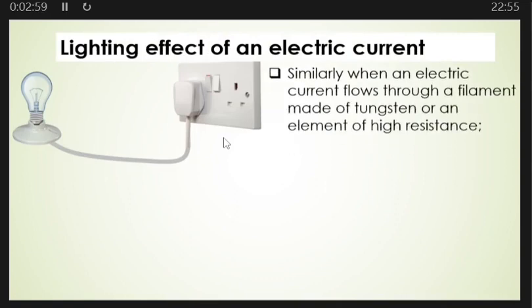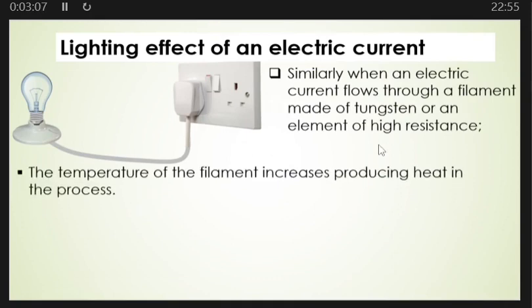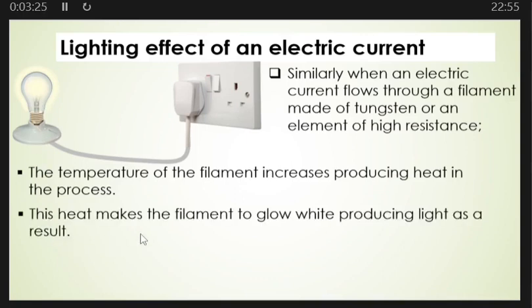Similarly, when an electric current flows through a filament made of tungsten, or an element of high resistance, the temperature of the filament increases, producing heat in the process. Like this one, when we switch on, current passes through this filament here, its temperature increases and it starts producing heat. This heat makes the filament glow white, producing light as a result.